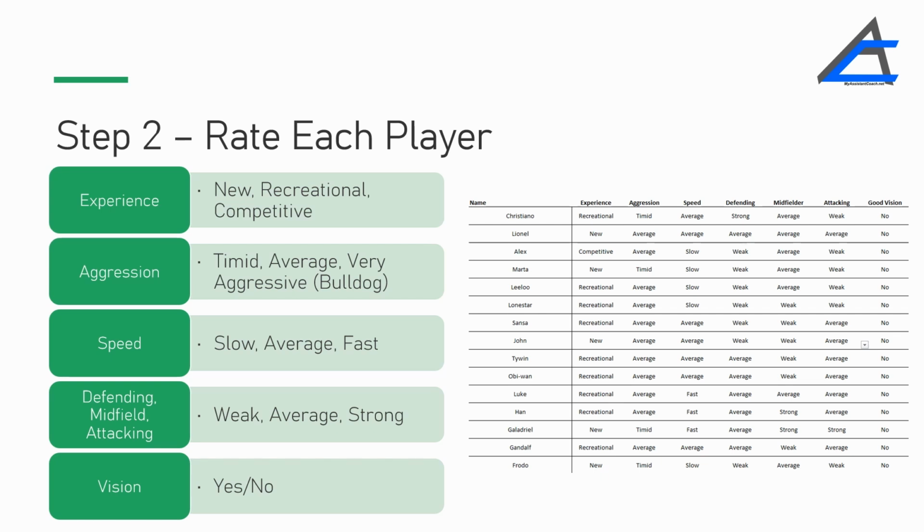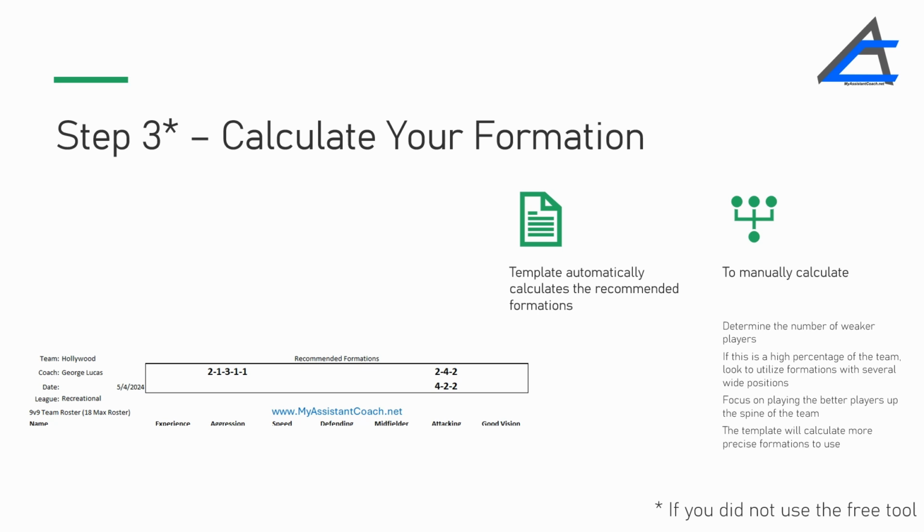I will briefly describe some of these formations, but first, I need to help those that did not use the free tool. For those that did not download the template, to manually figure out the formation, the first thing you need to do is look at the combinations of experience that include new, timid aggression, average or slow speed, and average or weak defending and attacking. Count up the players that you would classify as weaker players. Remember, this is as of today. The hope is that they will improve and you can revisit this exercise as often as needed.